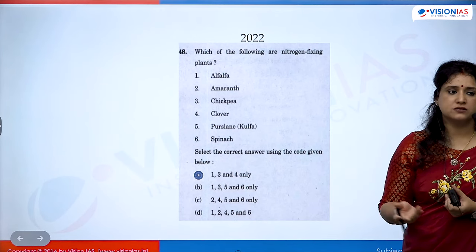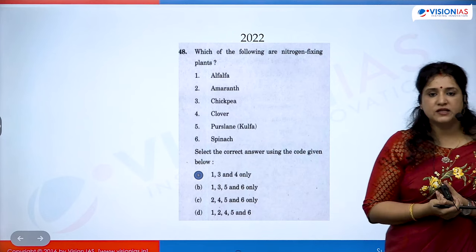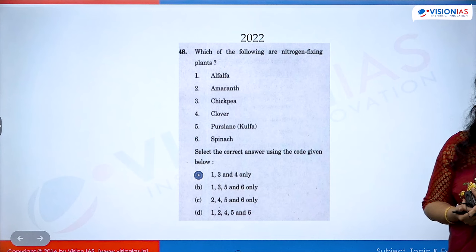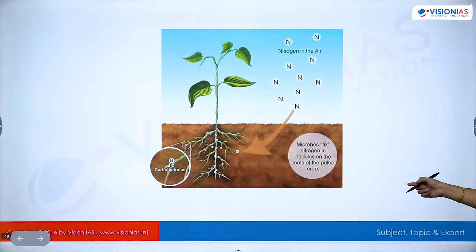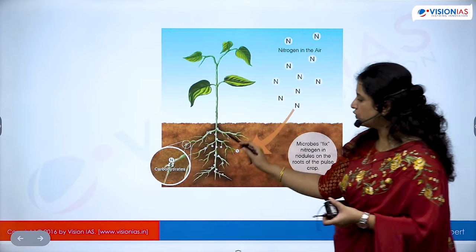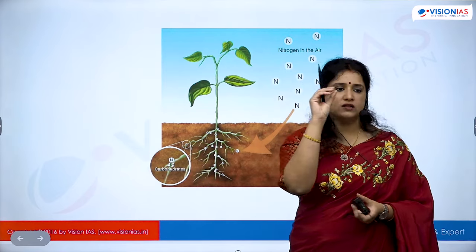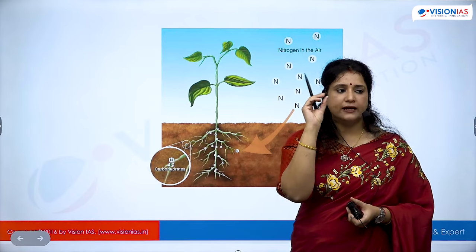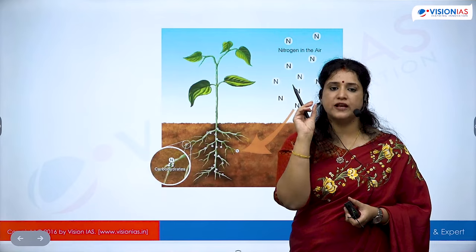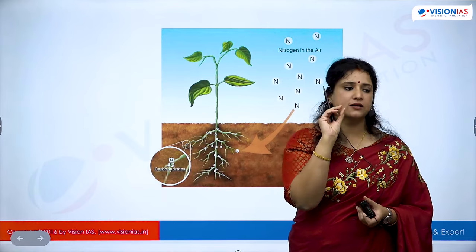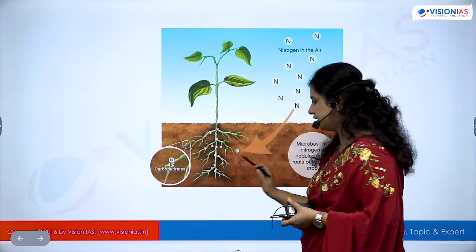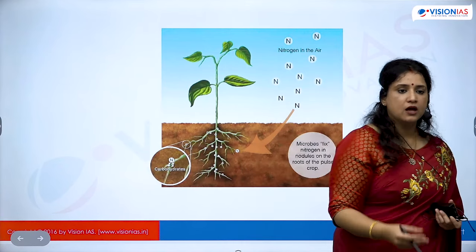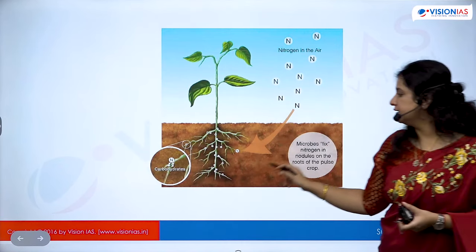What are leguminous plants? Leguminous plants are nitrogen fixing plants. How do they work? Leguminous plants are those plants whose roots develop ball-like structures here and there. These balls, the root nodules of leguminous plants, house certain bacteria. And these bacteria are responsible for fixing atmospheric nitrogen into an absorbable form. Okay? It can be absorbed.